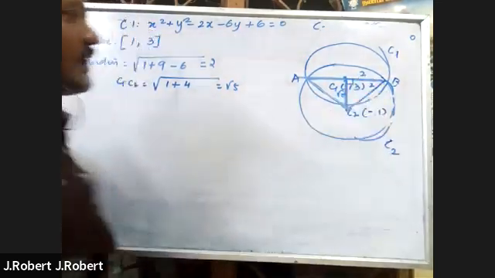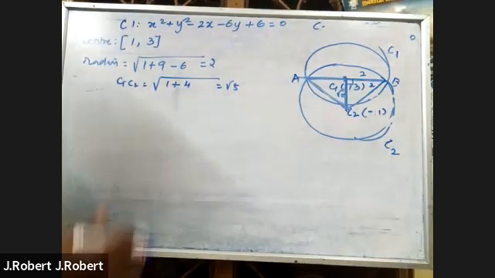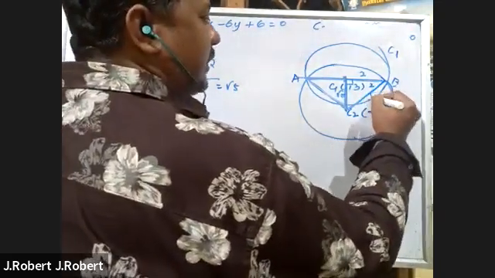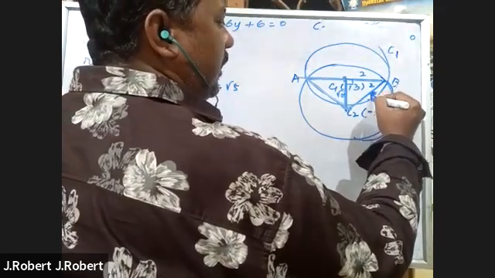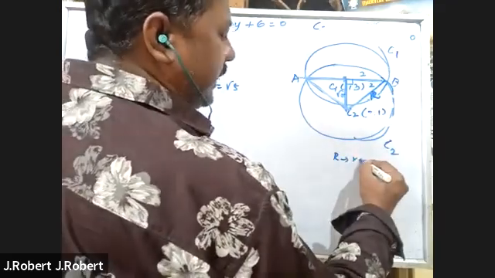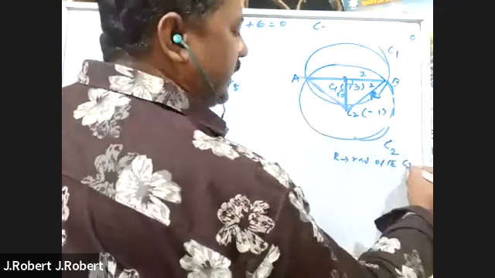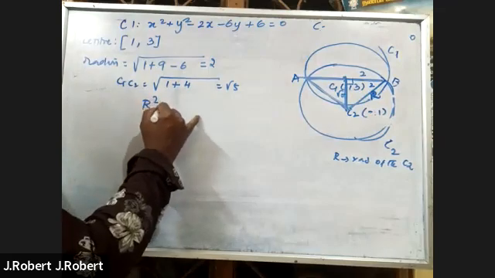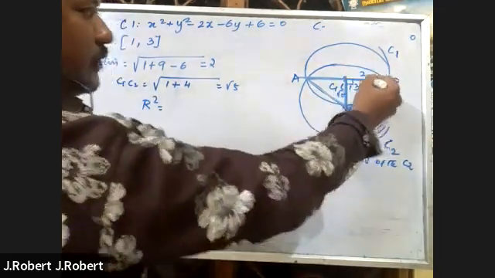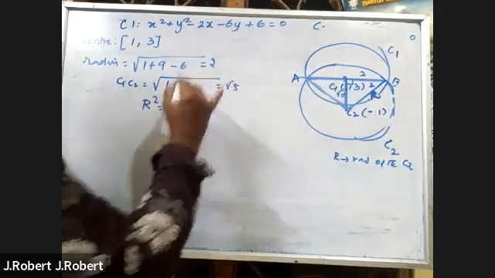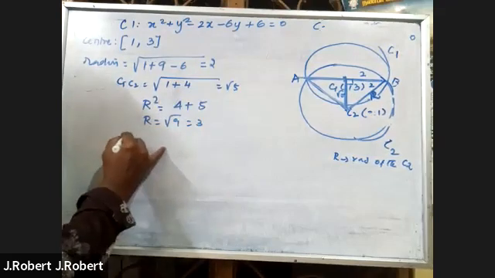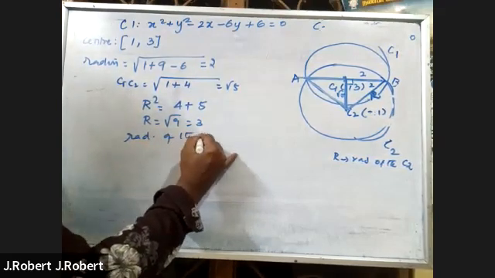This is a right angle triangle. For a right angle triangle, the square of the hypotenuse is equal to the sum of the squares of the other two sides. Let capital R be the radius of circle 2, the radius of C2. So we can write R square is equal to 2 square, which is 4, plus root 5 square, which is 5. Your R is equal to square root of 9, which is equal to 3. Therefore the radius of the circle 2 is equal to 3.